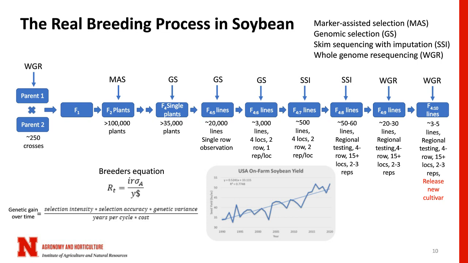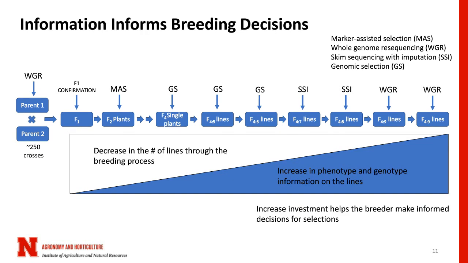And also, just so the F1 stage is not left out, you can run markers at the F1 confirmation stage here too. But overall, the big picture here is as we go through this breeding pipeline, breeders are decreasing the number of lines they go through this breeding process, but they're increasing the amount of information they get on these lines, both phenotypically and also genotypically.